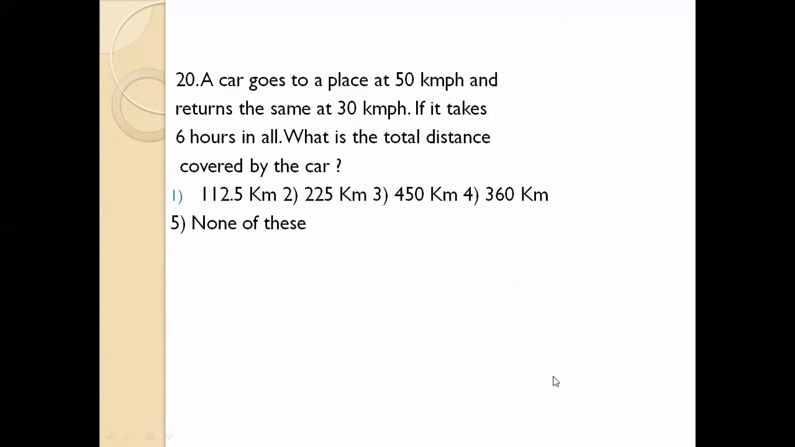This is another type of problem. A car goes to a place at 50 km per hour and returns the same way at 30 km per hour. If it takes 6 hours in all, what is the total distance covered by the car?